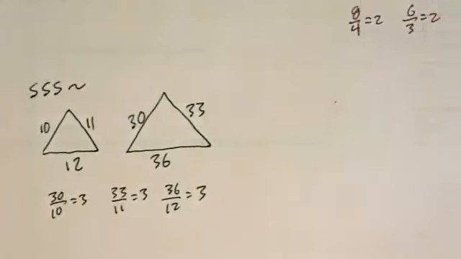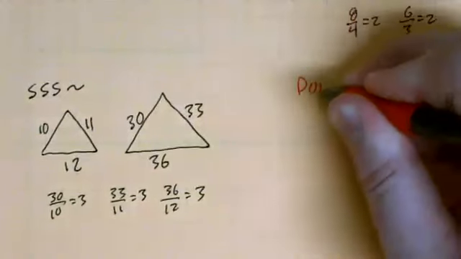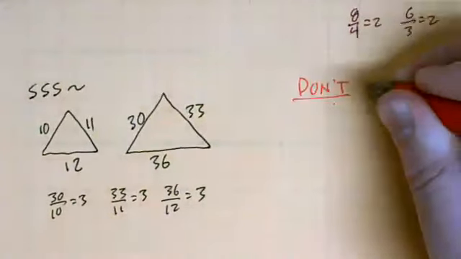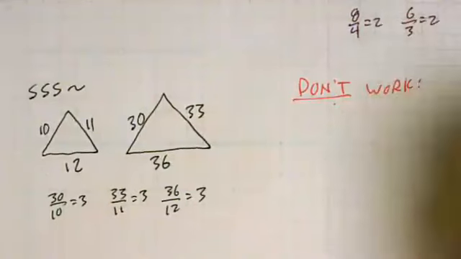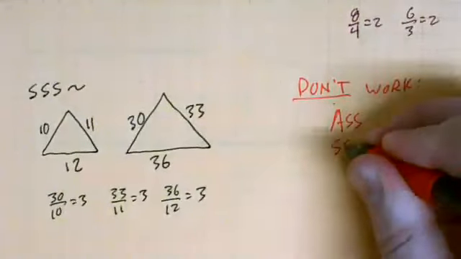All right, now there are two that do not work that we want to stay away from. I want to put these in red. These don't work. And that is ASS and SSA, which is basically the same thing. And they just don't work. We can't use them because they don't work. Not because it spells it bad. It's because they don't actually work. I've got an example I can show you.